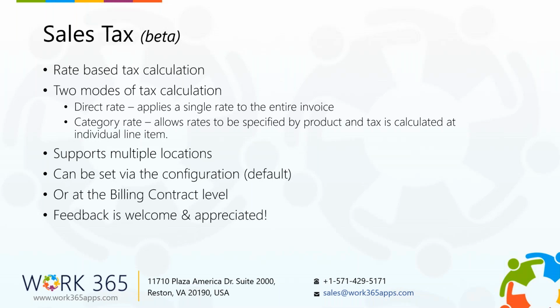This supports multiple locations. You can set up a default configuration via the user interface and override this at the billing contract level. So you have flexibility where you say, you know what, I want everyone to have this sort of taxation applied, but then there is this one customer that needs to be treated differently, so you can override that at that specific billing contract. As always, this is the first iteration of this feature, so feedback and comments are appreciated and welcome.